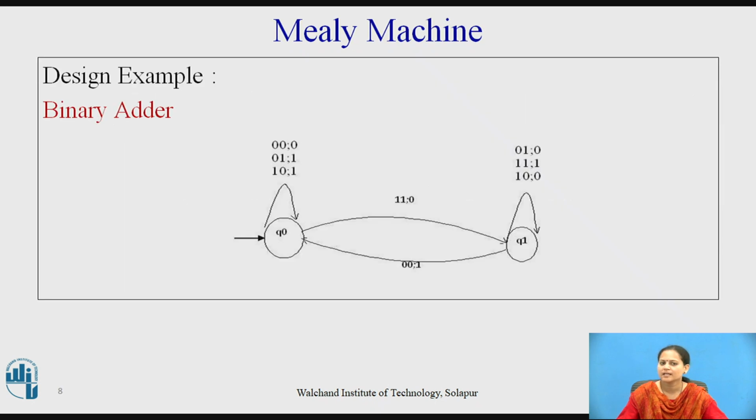Here is a design example for a Mealy machine. We have purposely considered the same circuit as that of the Moore machine, that is a binary adder, so that it's easy to understand the comparison between a Moore and Mealy machine. The figure shows a Mealy machine binary adder that is equivalent to the Moore machine in the earlier example.